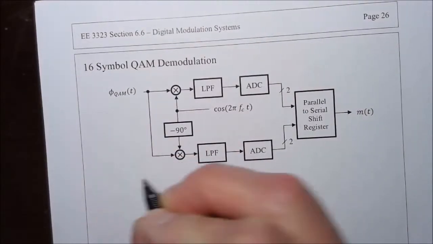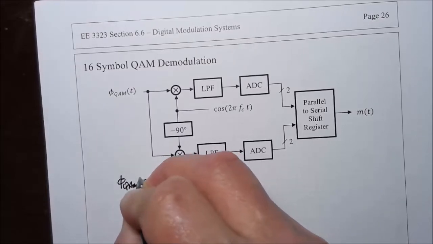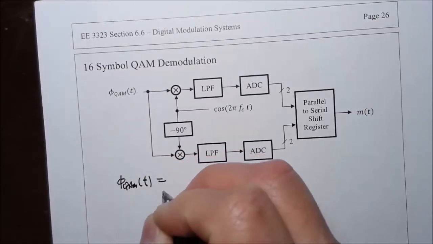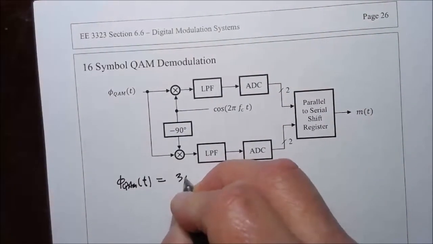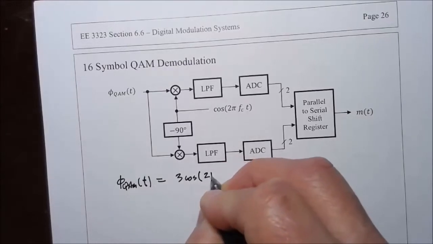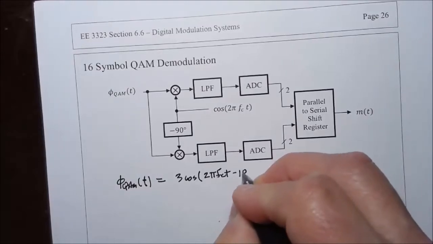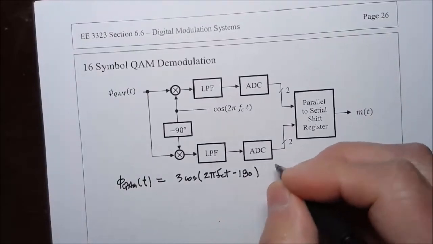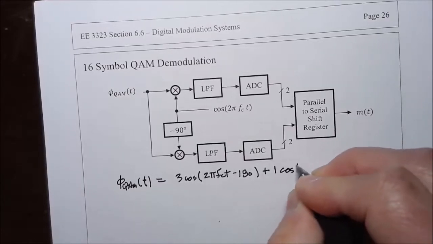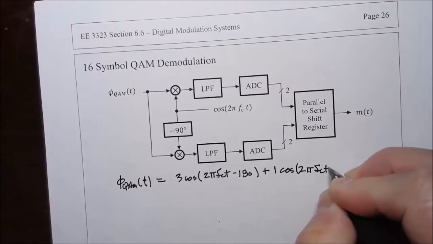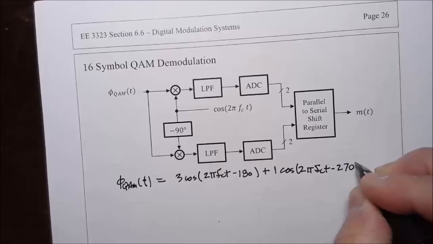And the one I pick is, let's see, which one do I pick? I don't want to tell you. So let's take 3 times cosine 2 pi FCT minus 180 degrees plus 1 times cosine 2 pi FCT minus 270 degrees.